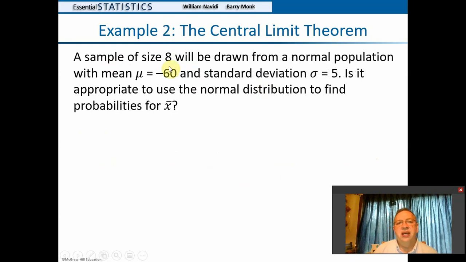Here, a sample of size 8 will be drawn from a normal population with mean mu equal to negative 60. That's fine. Means could be negative or positive. And standard deviation of 5. Standard deviations are always positive. Is it appropriate to use the normal distribution to find probabilities for X bar, the sample means? Here, this is smaller than 30, but it came from a normal population. It was stated, so we can use normal distributions to find probabilities of the sample mean.